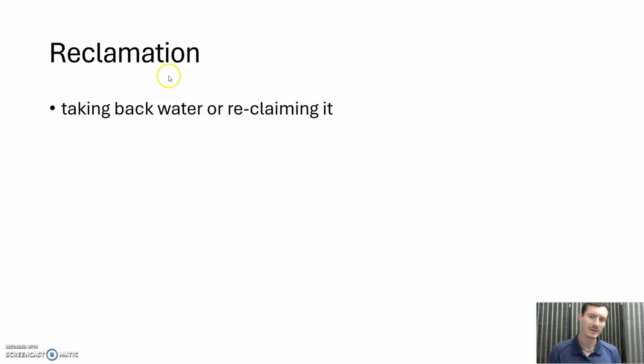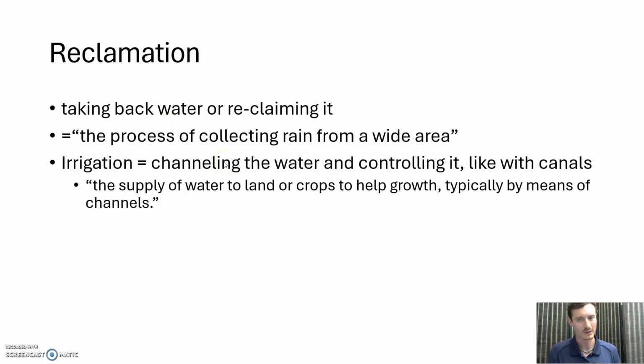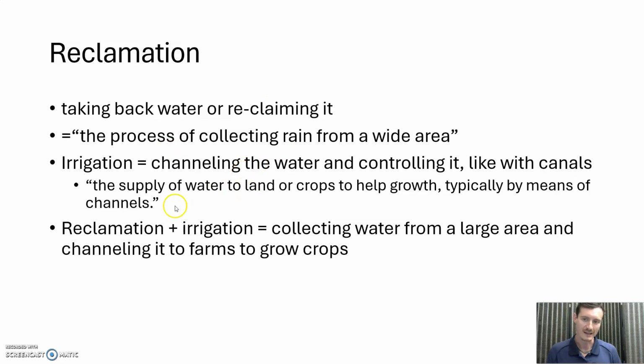Definitions. What is reclamation? Taking back water, like literally reclaiming it back from the earth, collecting rain from a wide area, and then irrigation, right? We're channeling the water to where we want it. We're moving it so that it can go to all of these different farms so that we can grow enough crops to eat and go sell your surplus at the market and use the money to buy okay, right? We're channeling it, right? Channel is like this narrow, confined area that it has to move through, almost like, you know, a narrow river channel, tight and fast.